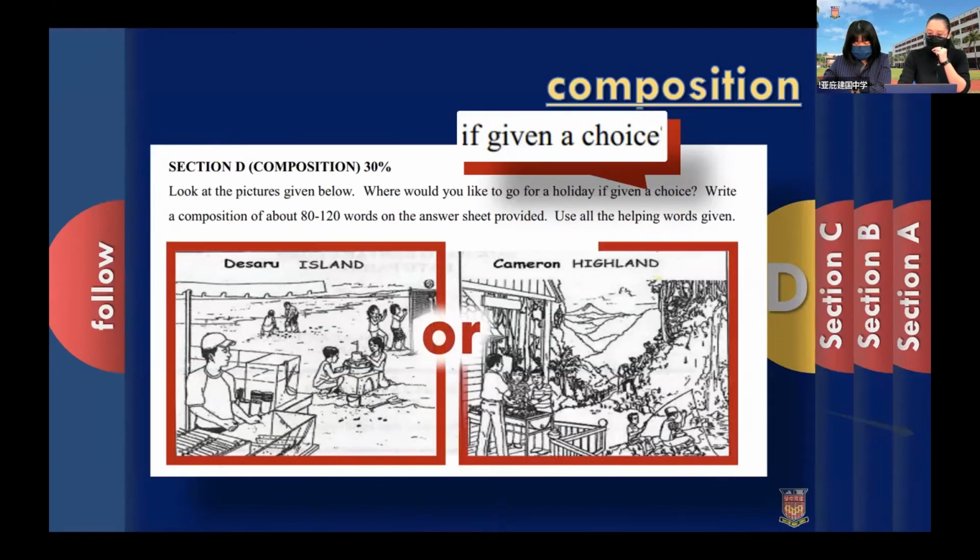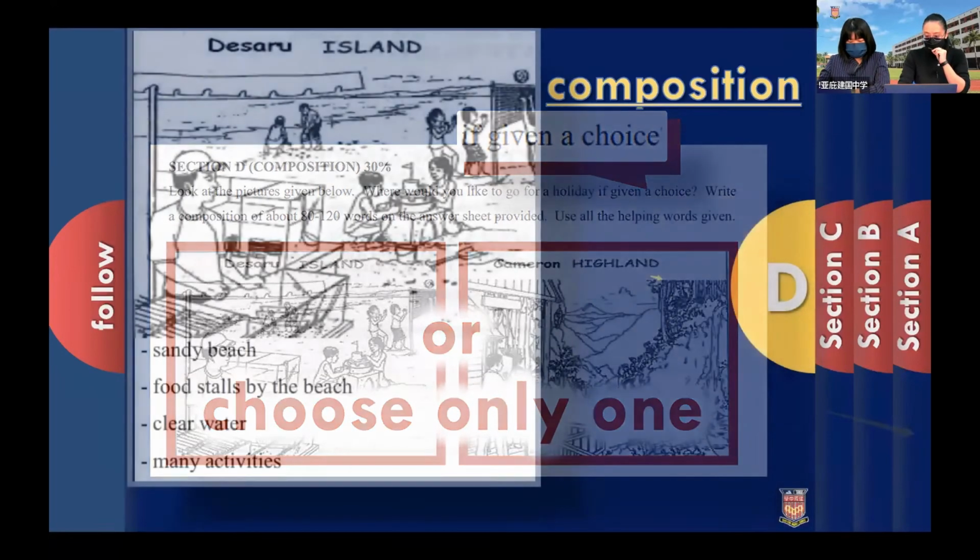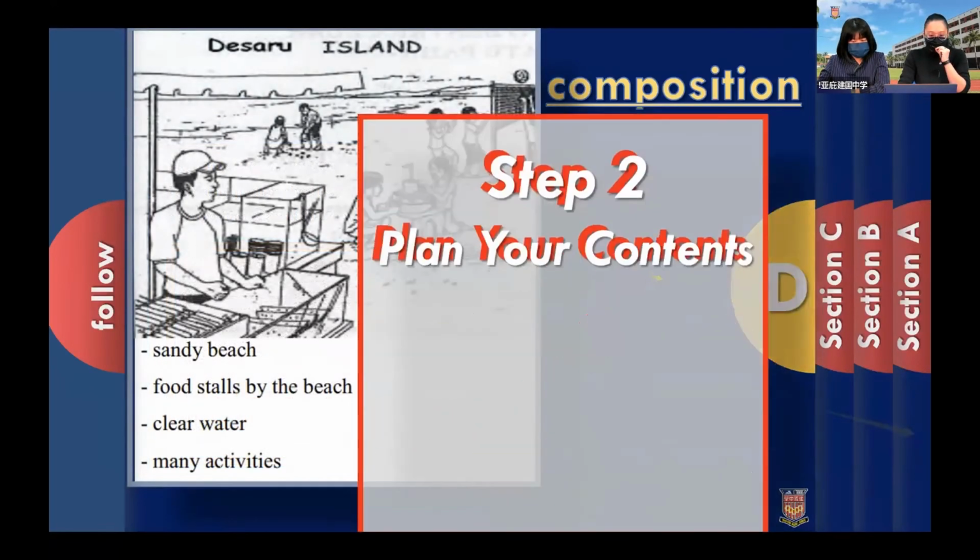Okay, so you can't actually choose both locations because a choice means that you can only choose one. So always remember to be careful. Next slide, please. Okay, so we also have step 2. Step 2 is where you plan your content, because a lot of us would find it very hard to write. Now how can we plan our content?